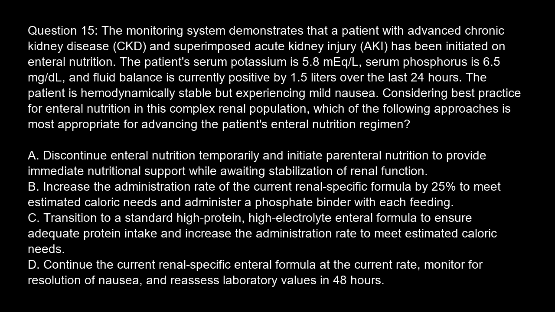Considering best practice for enteral nutrition in this complex renal population, which of the following approaches is most appropriate for advancing the patient's enteral nutrition regimen? Option A. Discontinue enteral nutrition temporarily and initiate parenteral nutrition to provide immediate nutritional support while awaiting stabilization of renal function. Option B. Increase the administration rate of the current renal-specific formula by 25% to meet estimated caloric needs and administer a phosphate binder with each feeding.